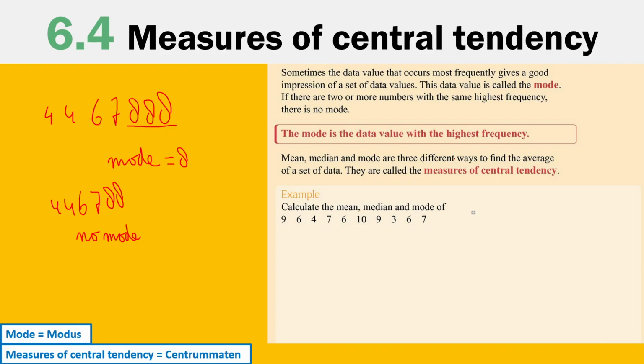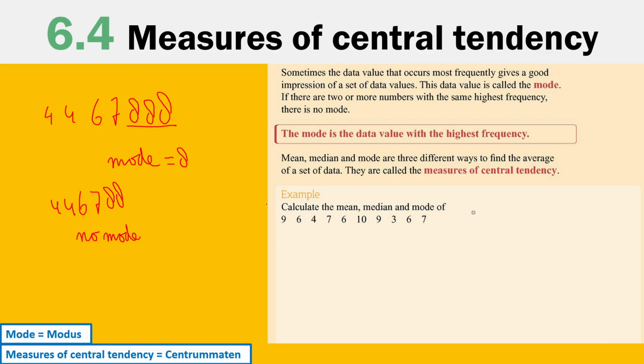The mode, the mean and the median together are what we call so-called measures of central tendency, different ways to find the average of a set of data. In Dutch they are called centrummaten. The first exercise that you're going to do is just calculating means, medians, and modes of numbers.